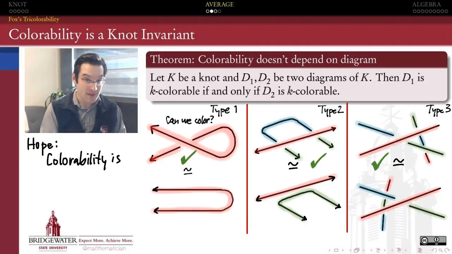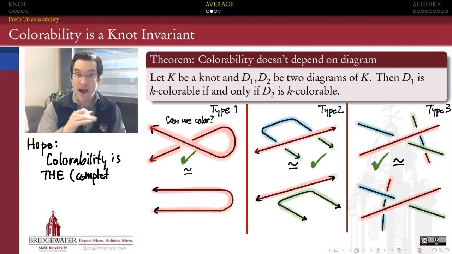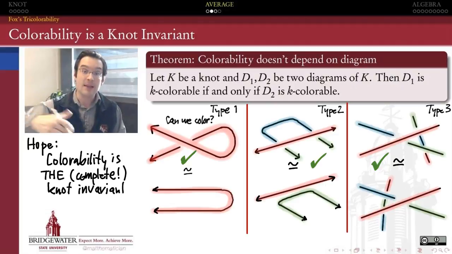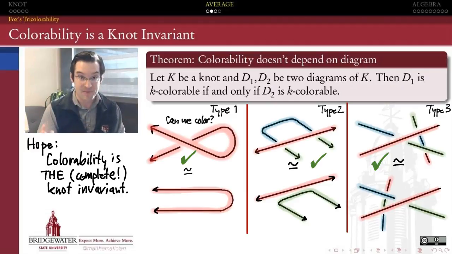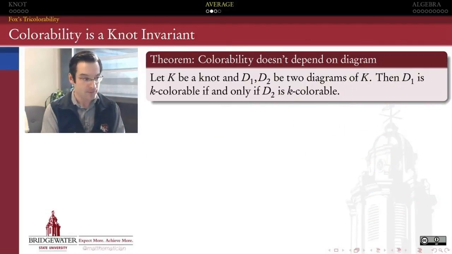What we hope is that colorability is a powerful enough tool that we can completely tell different knots apart. In other words, when I have two knots that have the same colorability properties, I would like to know for sure that those two knots are exactly the same knot. If we can come up with a way to prove that that's true, then we've discovered the Rosetta Stone, a complete invariant that can tell any different kinds of knots in the universe apart from one another.